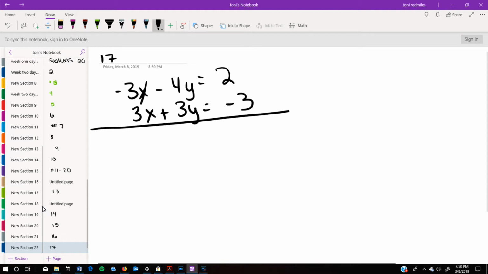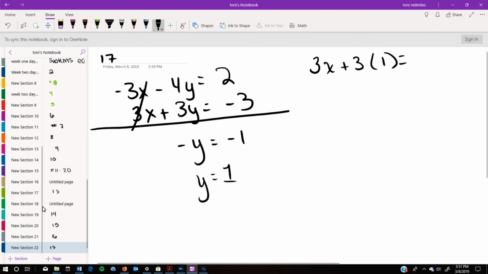All right, so these two, the x terms are going to cancel out, giving me negative y equals negative 1. Okay, so I multiply everything by negative 1 and y equals 1. Look how beautiful that was. That was pretty awesome. All right, so let's go ahead. Doesn't really matter which one I put it in. There are less negative signs in the second one, so I'm just going to put it in that one. So let's substitute our y in.